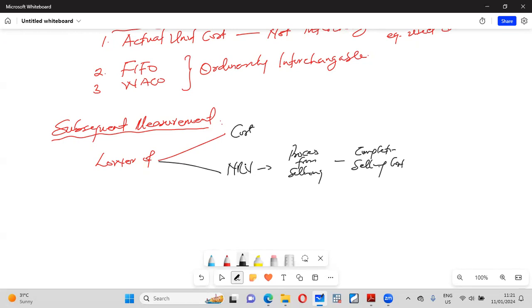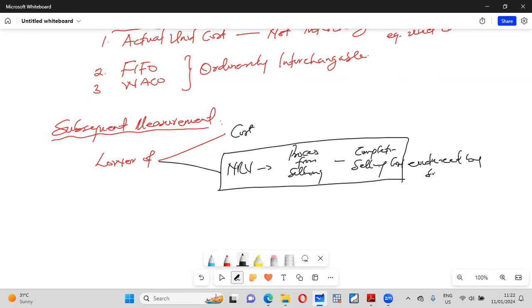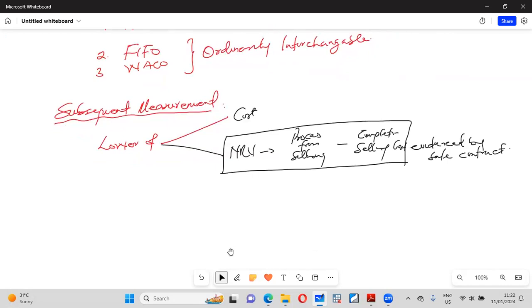But it is said that in determining the net realizable value, it should be evidenced by what? A sales contract. So there has to be a contract. All right. Okay, so let's pick some example points of these things out. Number one.